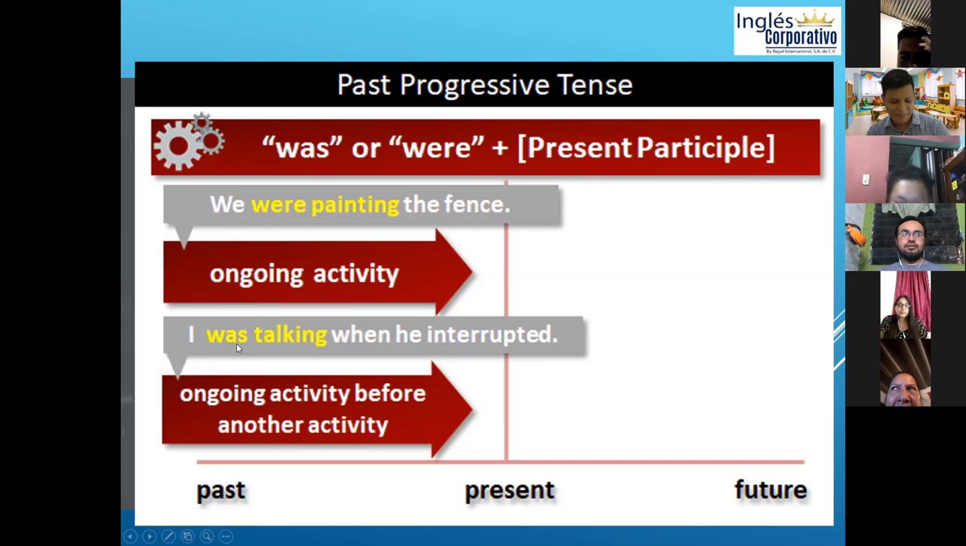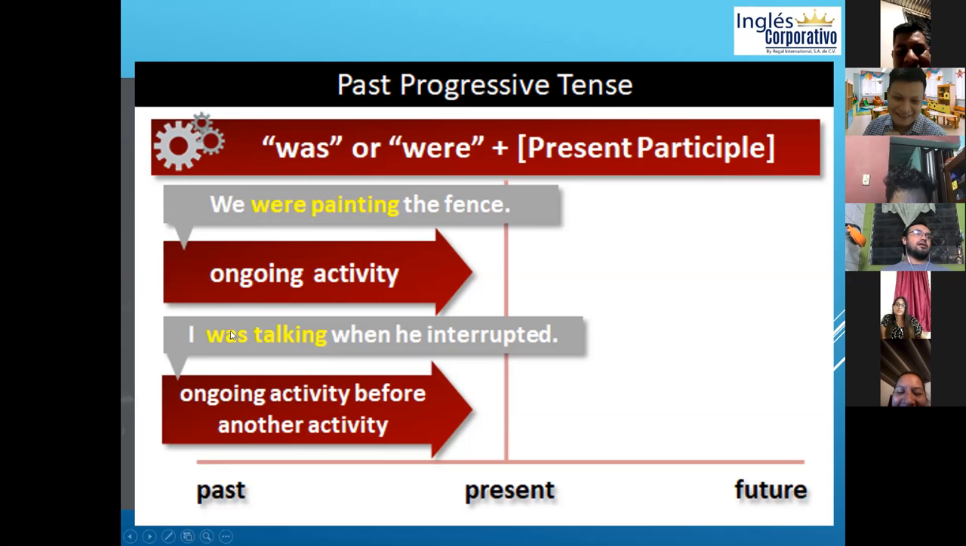Okay. Tengo que hacer un ejemplo. No, just read this example. Just read it. Perdón, really. Okay. I was talking... Interrupted. Yes, really good. Okay, now in Spanish, please. I was talking with... yo interrumpí la llamada. Okay, more or less.